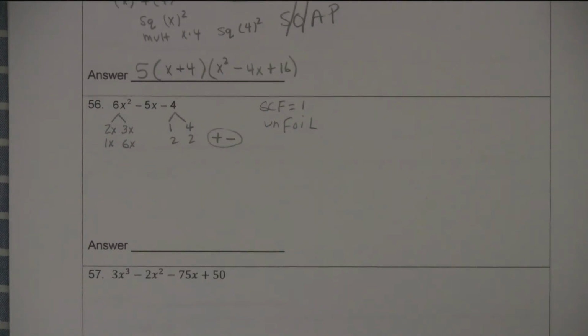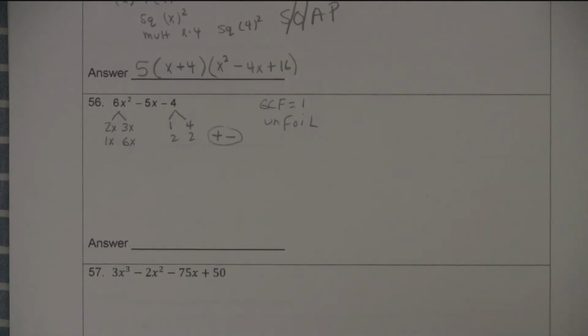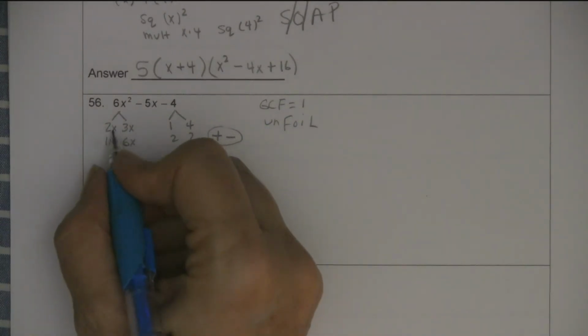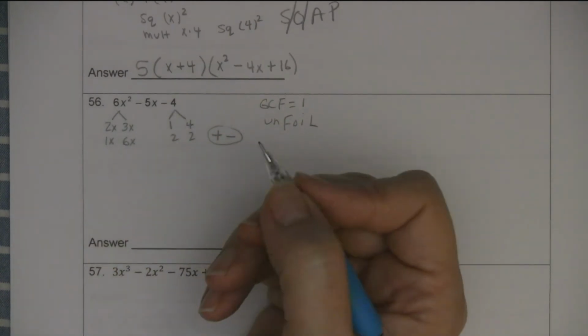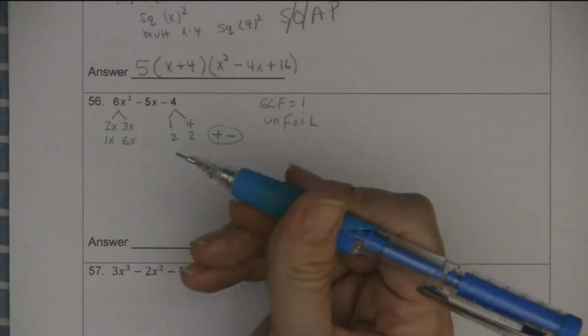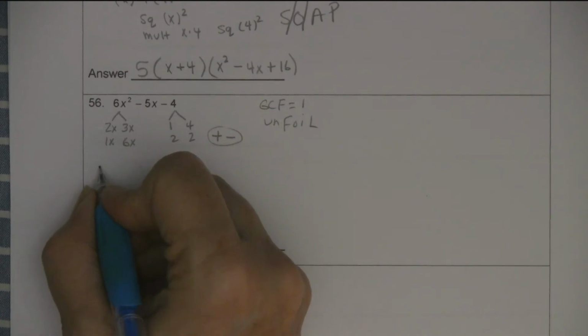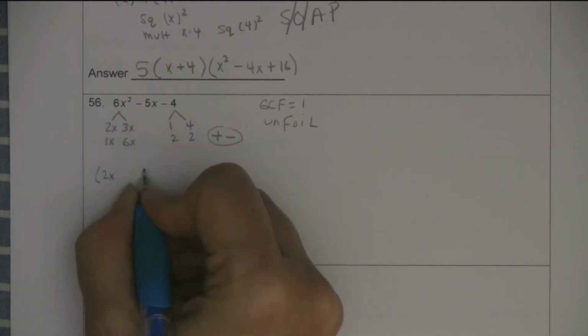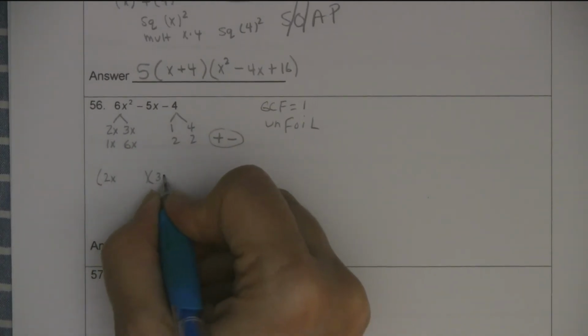So you go with your gut feeling of what it would be. And so do you think it's 2x and 3x or 1x and 6x? Whatever you think it is, that's what you go with. I'm going to go with my gut feeling. I think it's 2x and 3x. I don't know if it is or not.